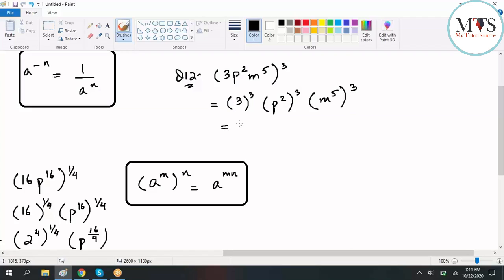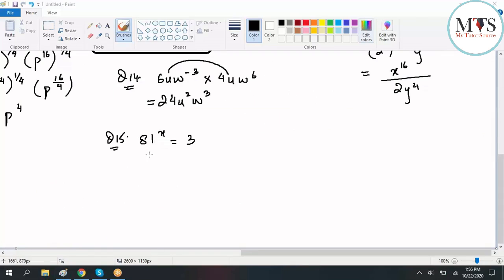So 3 cubed is 27. What happens to p? You get p^6 and n^15. So that's it. That's your answer.